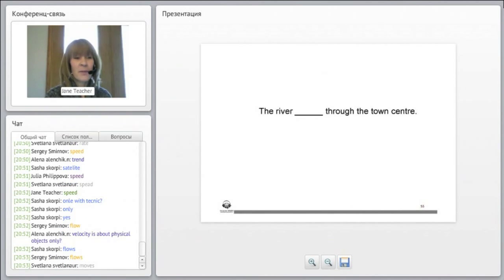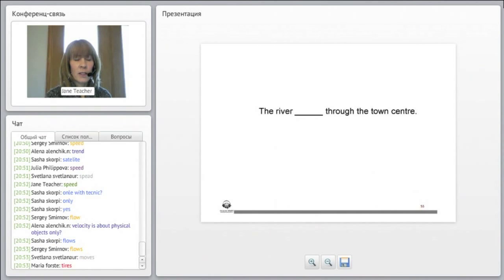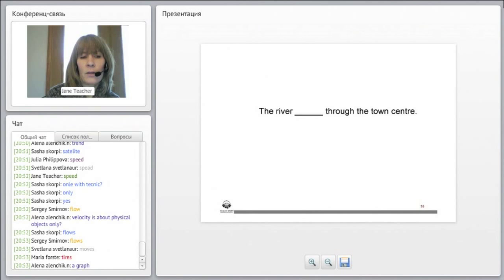The river, Sergey says flow. Velocity is about physical objects only, Ilona. Flows. The speed of light. No, well, what would be an example of a non-physical object that you, maybe give me an example of a non-physical object that you're wondering about, Ilona, and I'll see if velocity fits that.